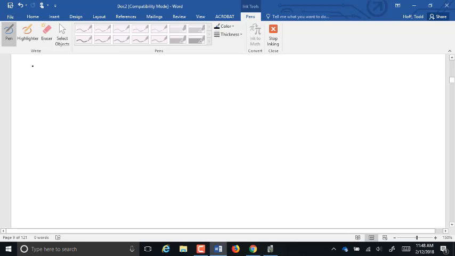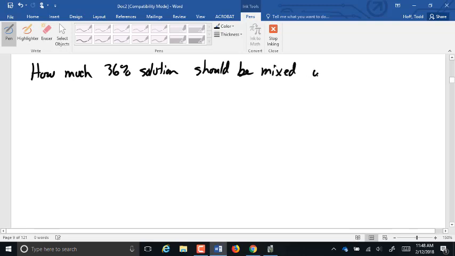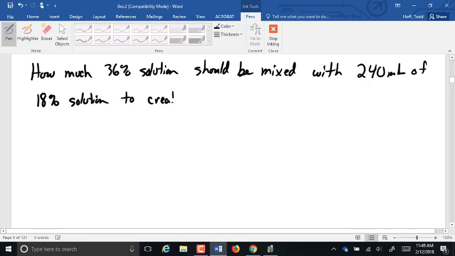For example, let's say we're going to ask how much 36% solution should be mixed with 240 milliliters of, what do I want to put in here? Let's do 18% solution to create 30% solution.